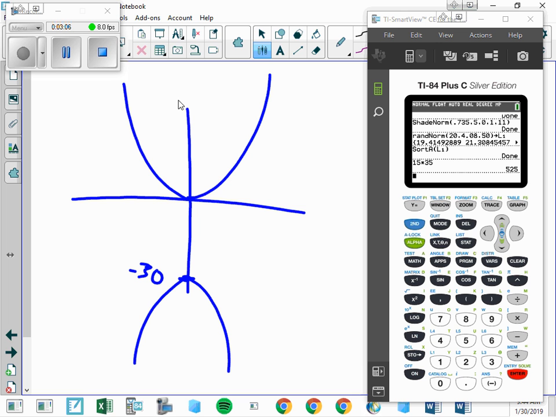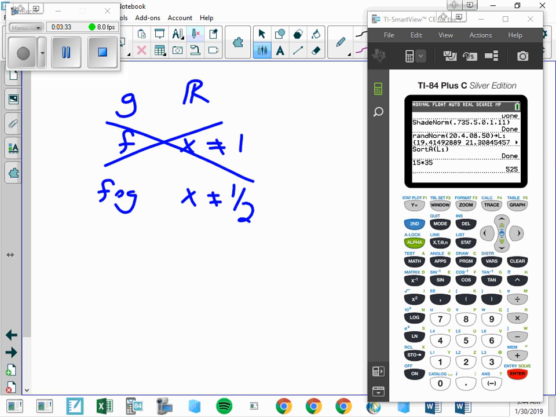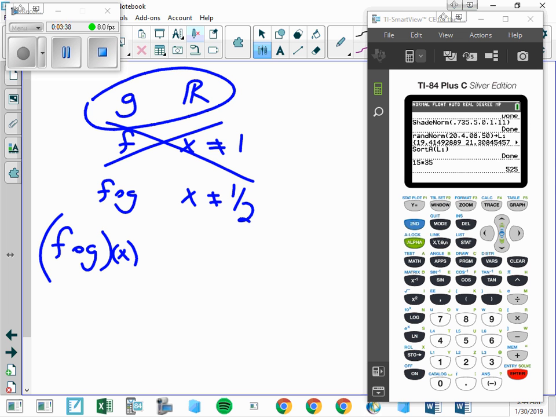And notice F does have a domain restriction. What is the domain restriction of F? 1. But that's not part of the answer. So G is all real numbers. F is x is not allowed to be 1. And F of G, x is not allowed to be 1/2. Right? This one does not come into play when we're doing F of G of x. It's the domain of the one on the right intersected with the domain of the resulting equation.